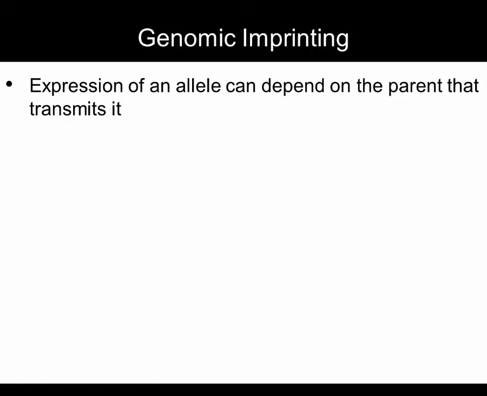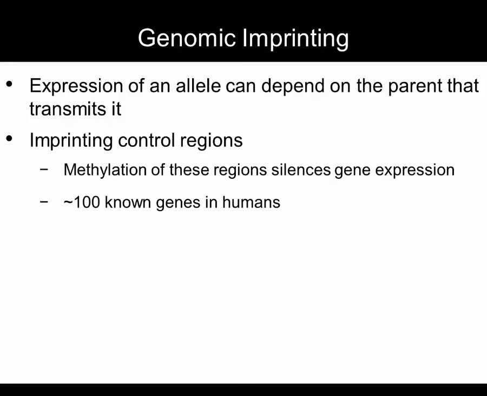This comes into play with a phenomenon called imprinting, where the expression of an allele can differ depending on whether it's inherited from the mother or the father. There are about 100 genes in humans with imprinting control regions. Methylation of these regions silences expression, as we saw before.